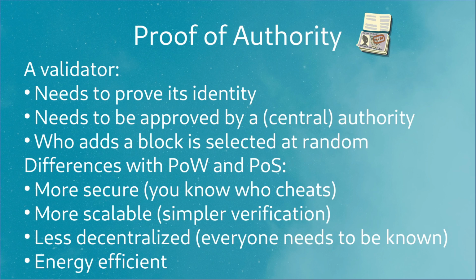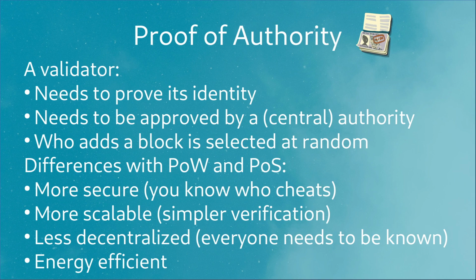In proof of authority, a validator needs to prove his identity. This occurs through an authority, typically a central authority, that verifies that the validator is who he claims to be. Once your identity has been proven and you've been approved by the central authority, you become a validator, and like in proof of stake, validators are selected at random to add a block to the blockchain.